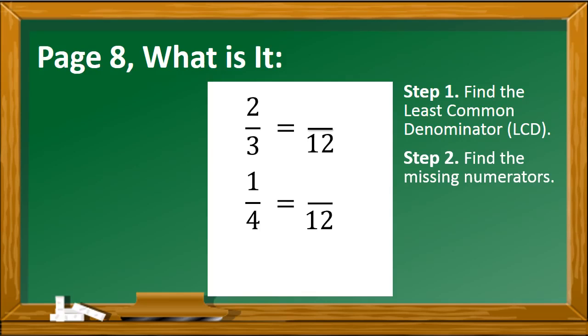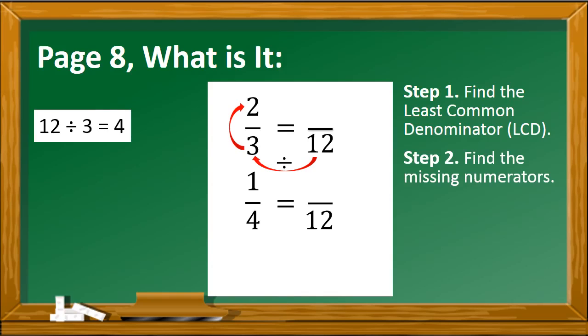To do that, first, divide denominators. 12 divided by 3 equals 4. Then, multiply the quotient to the numerator, 2. 4 times 2 equals 8. Therefore, 2/3 is equal to 8/12.